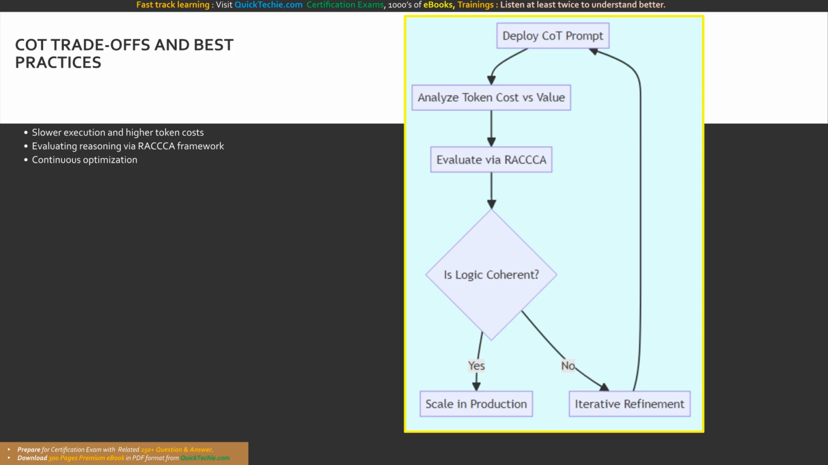This represents the enterprise optimization cycle. We deploy the COT prompt, analyze the token cost versus value, and evaluate the output via RACA. If the logic is incoherent, we perform iterative refinement. If coherent, we scale confidently in production.